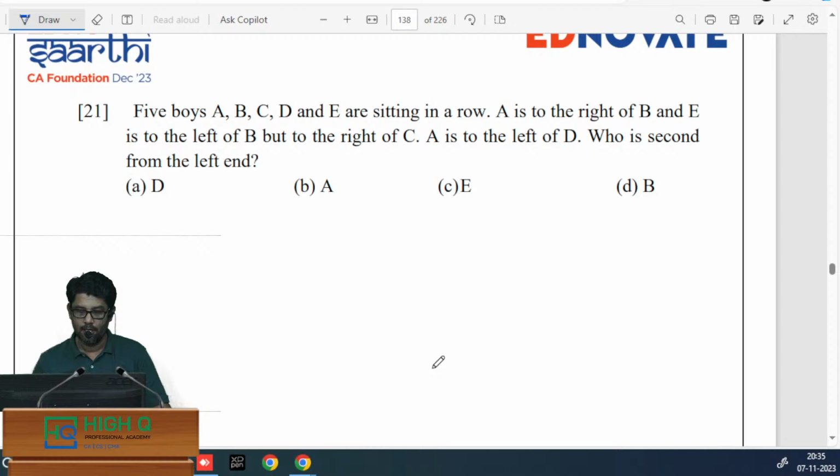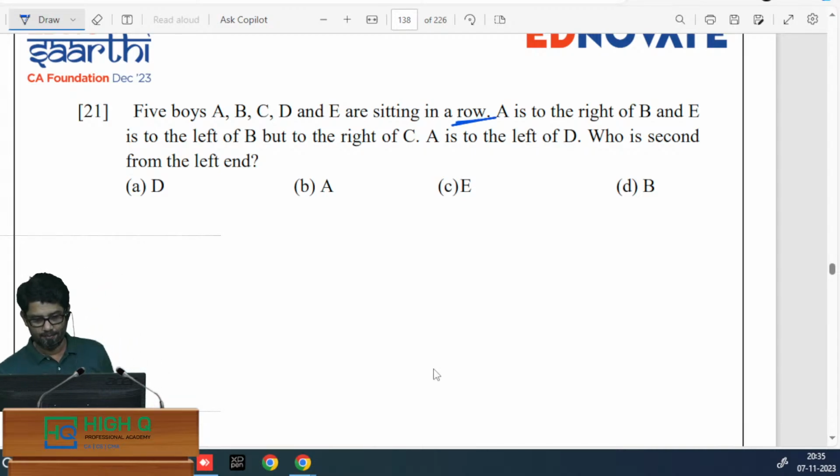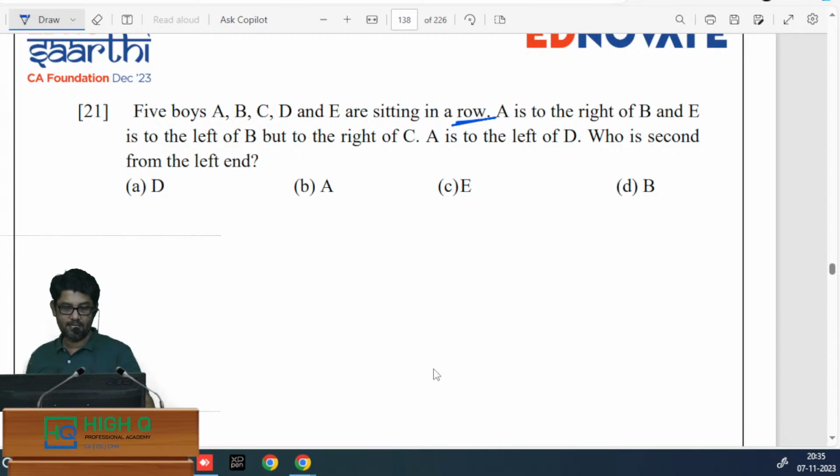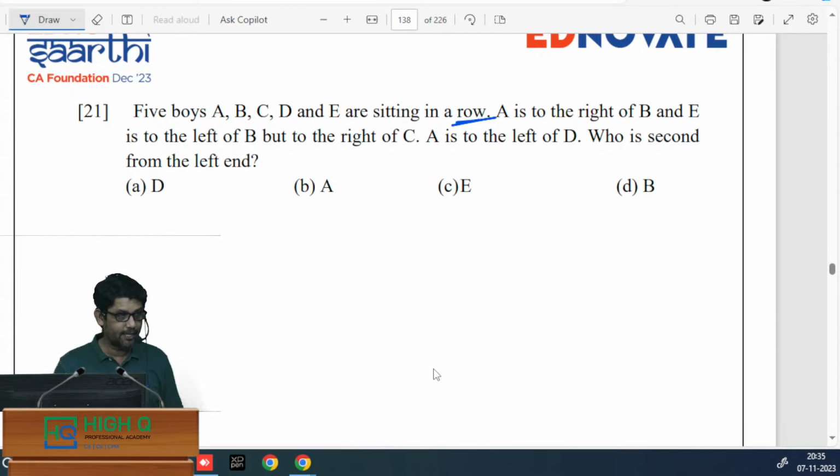Sitting in a row. Okay, fine. Linear arrangement. 5 boys A, B, C, D and E are sitting in a row. A is to the right of B and E is to the left of B, but to the right of C. A is to the left of D. Who is second from the left? I want to know the answer, my dear. Please start. We did already. Repeated. What is the answer? E. Acha, this one repeated.